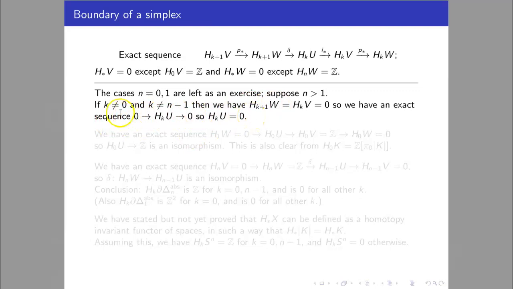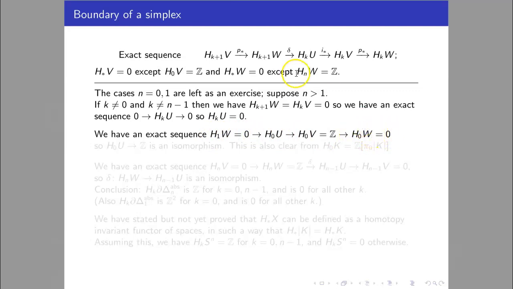Okay, so that happens in every case except for the case k equals 0 or k equals n minus 1. So what about these exceptional cases? Let's look at H0U. So we've got an exact sequence like this: H1W, and then the connecting map to H0U, H0V, H0W.